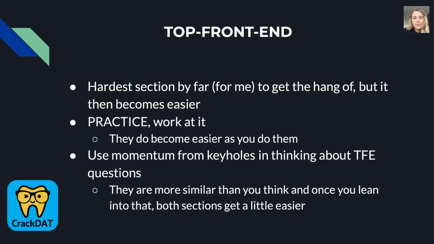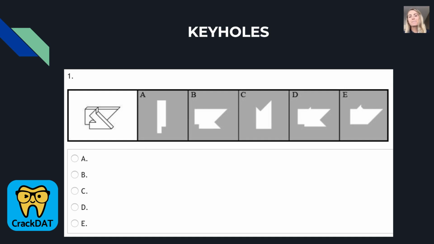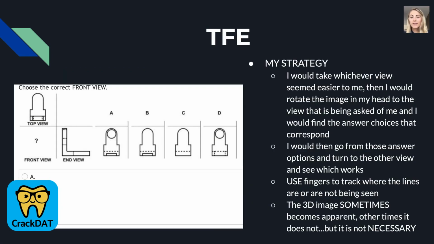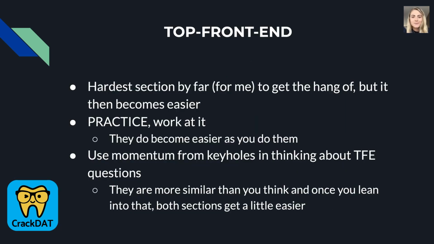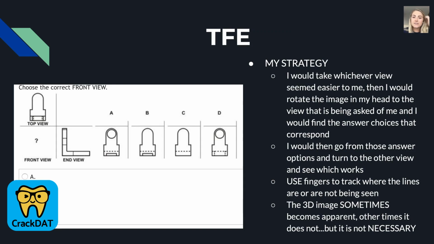And then once you do that, this one becomes easier too, because in this one you're seeing the 3D shape and you're choosing what the 2D shape is. The other one, you're seeing the 2D shape. You have to imagine the 3D shape, but also take into account only the 2D shape. So what my strategy was for this is I would take whichever view seemed easier to me.